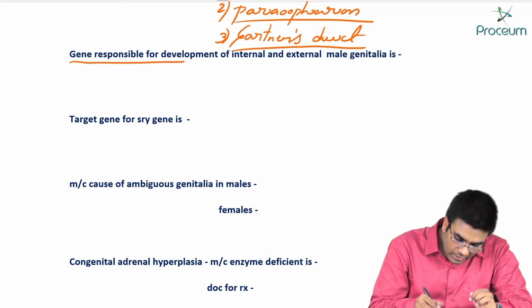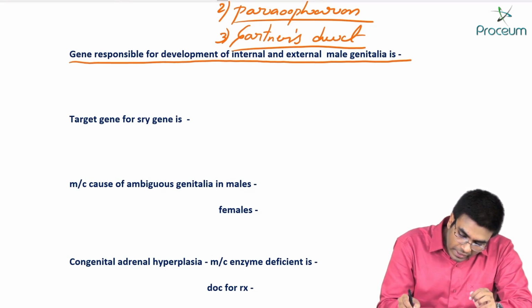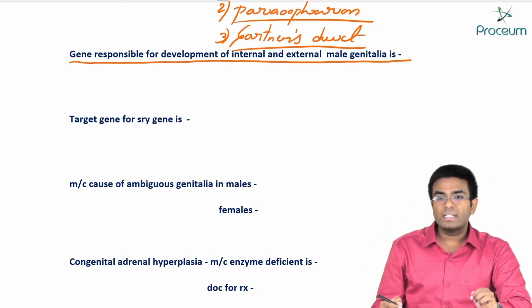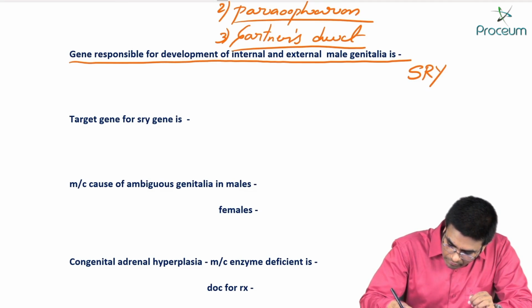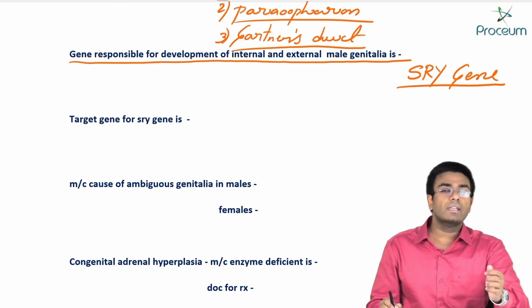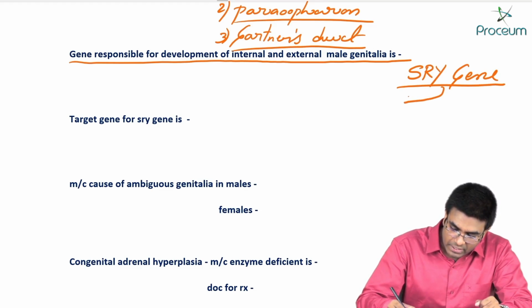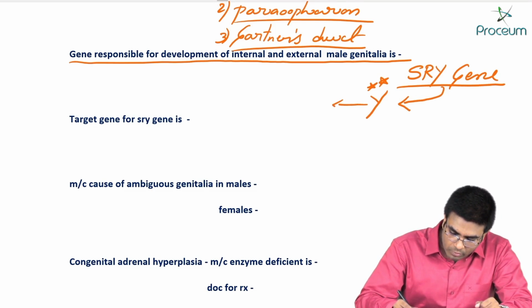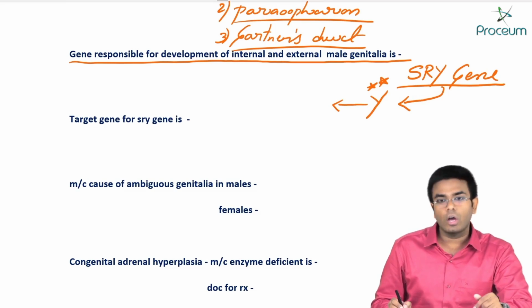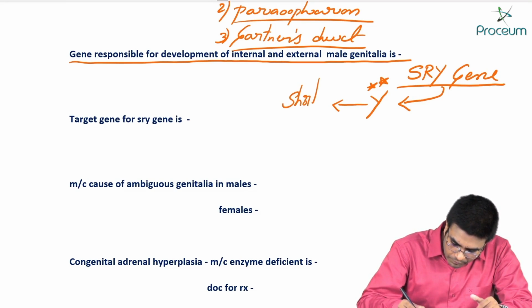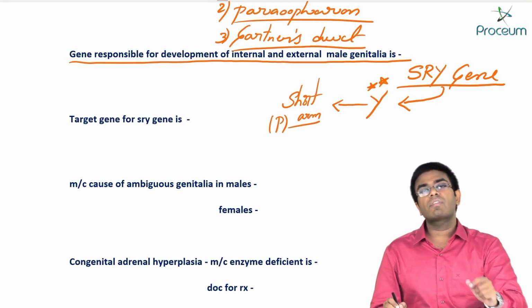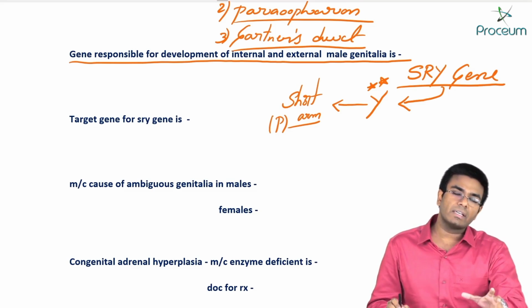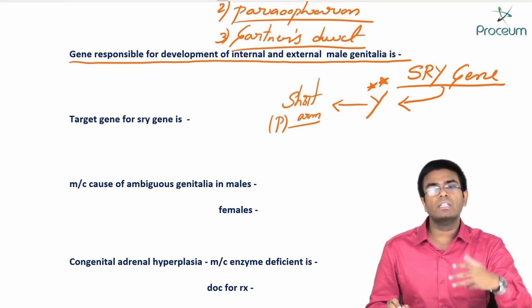So what is the gene responsible for the development of internal and external male genitalia? The gene is the SRY gene, the testis determining factor. It is present on which chromosome? The Y chromosome. This is also a repeatedly asked MCQ. On the Y chromosome, which arm? Short arm or long arm? Short arm, which is known as P. So on the P arm of the Y chromosome, there is the SRY gene, the testis determining factor, which will convert the primitive gonads into testis so that the baby is going to be male.